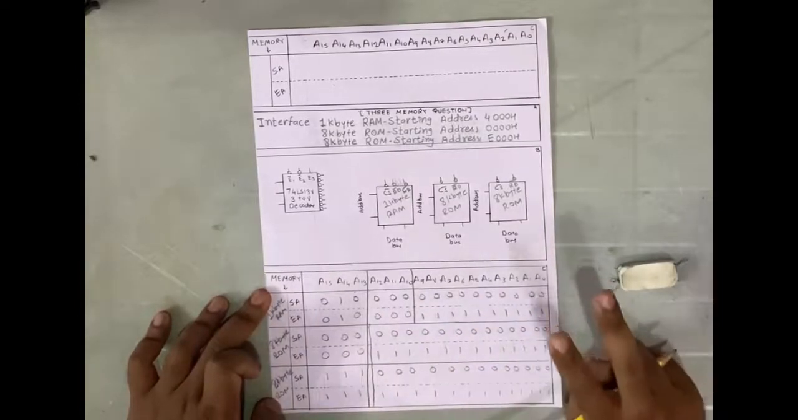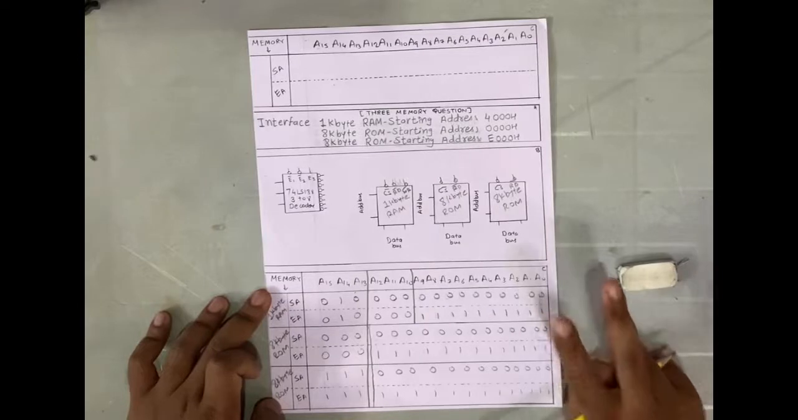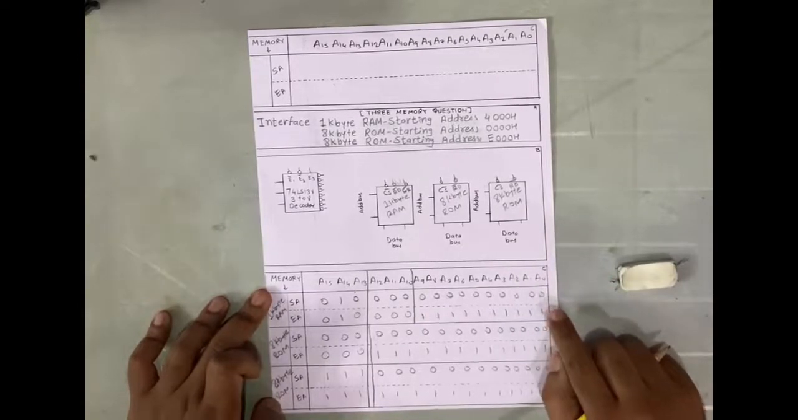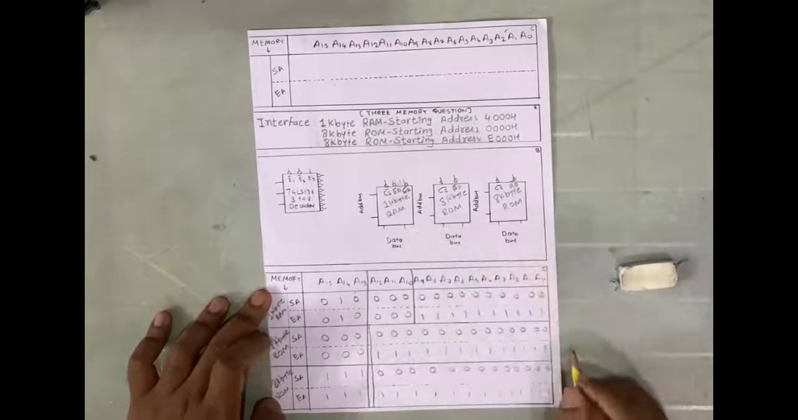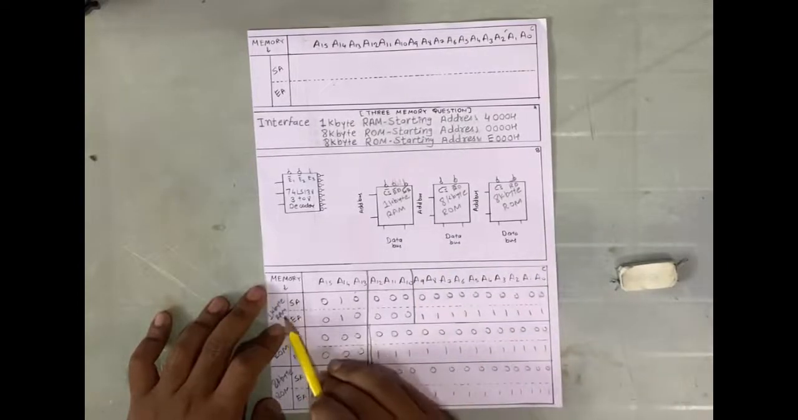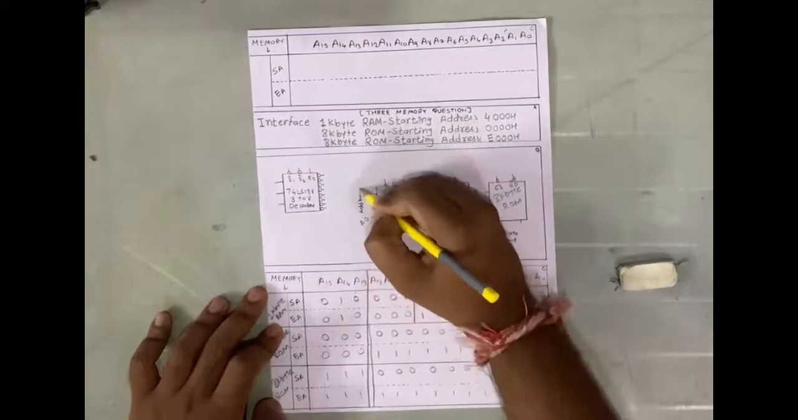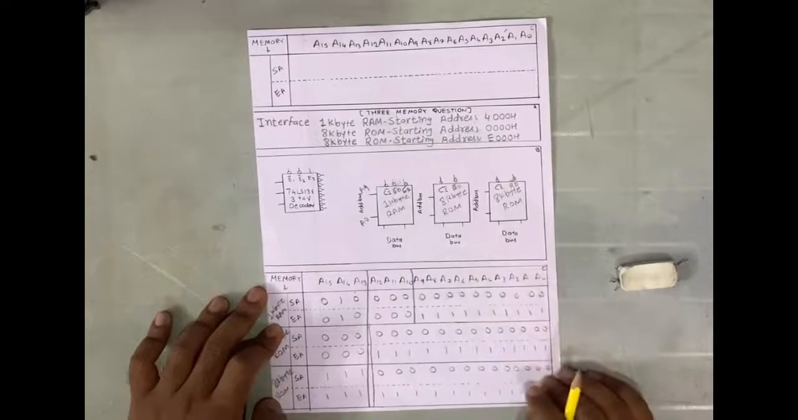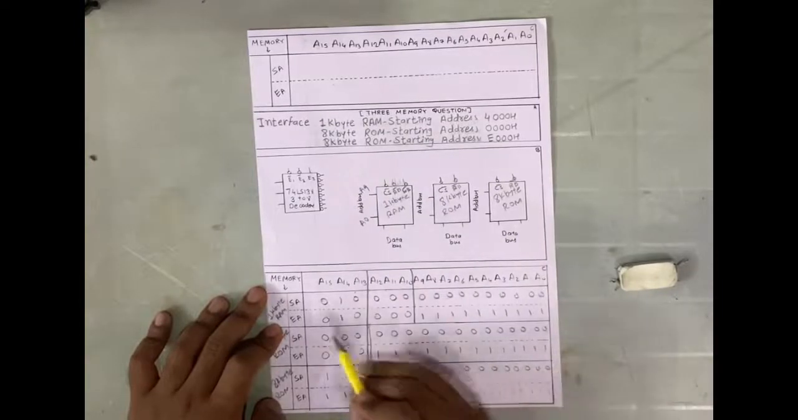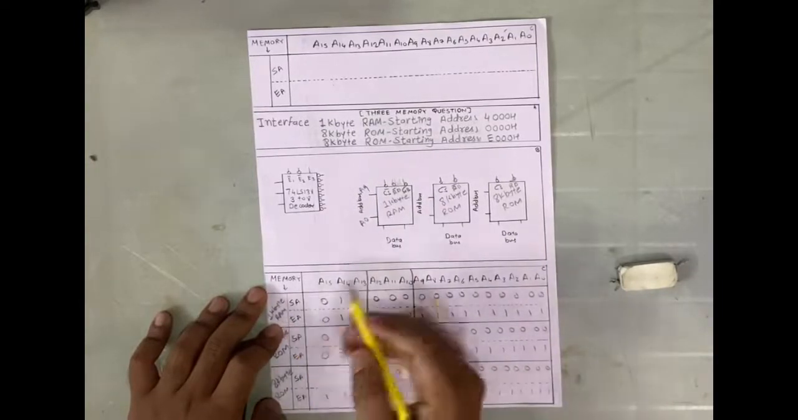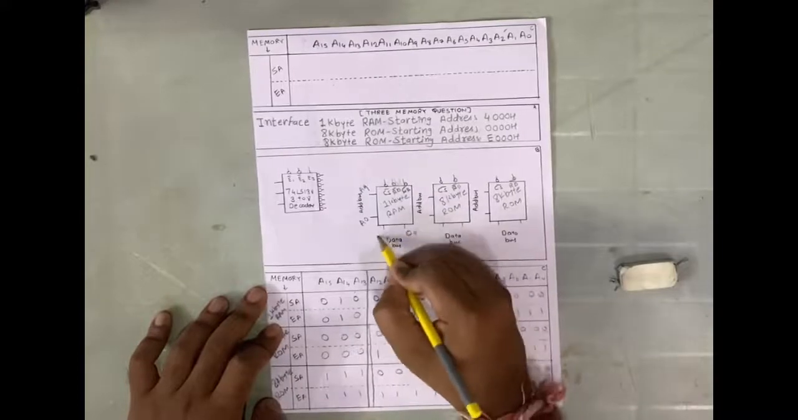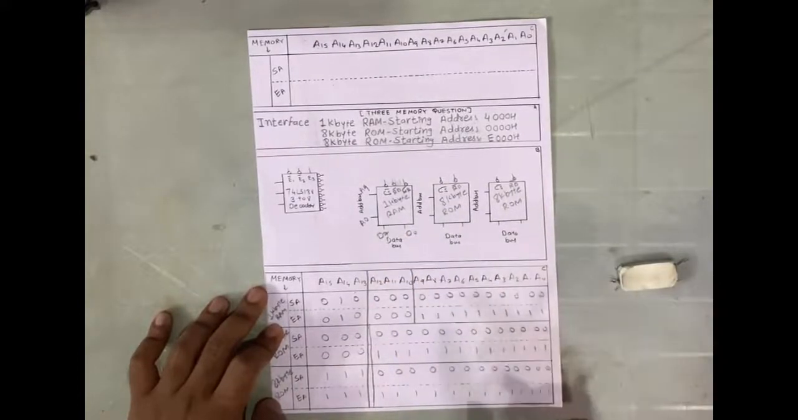In the second step, we will complete the connections. After the memory map table is completed, we will provide all the connections in the diagram. Now let's see first the RAM. In the RAM, how many address lines are needed? A0 to A9. So we will connect A0 to A9 to the 1K byte RAM. Because it is a byte memory, the data bus D0 to D7 is needed, because a byte means 8 bits.